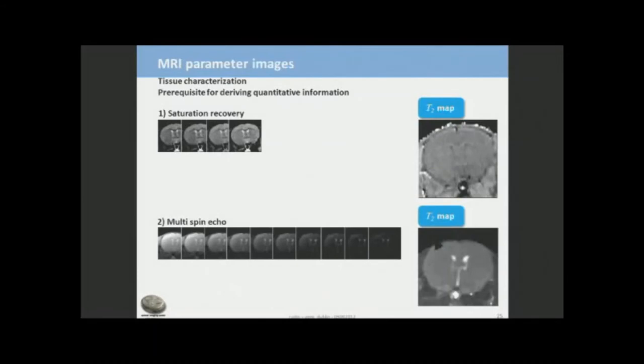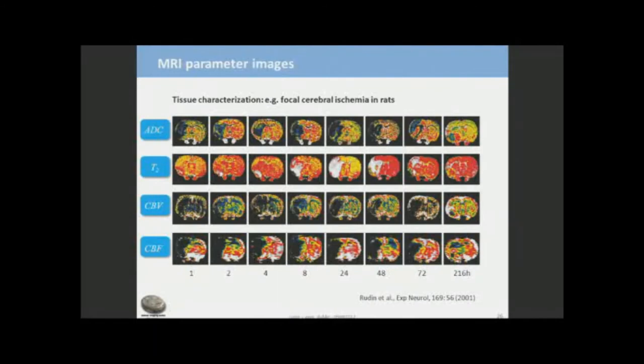T2 values, or T1 values, and this is now really a tissue characteristic which should be transferred from one system to the other one. It is dependent on the magnetic field which you're using, though. So a T2 map at 4.7 Tesla would look probably slightly different than a T2 map at 9.4 Tesla. So that's system dependent. But if you would like to get really quantitative information, you need those kinds of maps. And you see here an example in a stroke animal, where we have measured different parameters, ADC, T2, cerebral blood volume, cerebral blood flow.